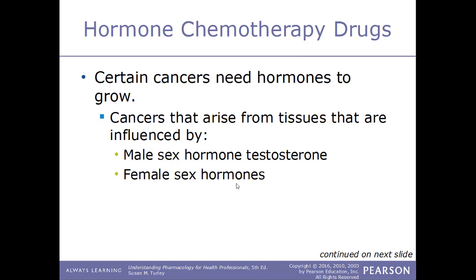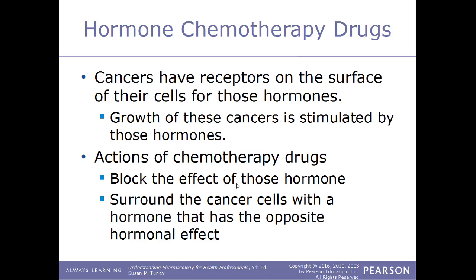Another kind of chemotherapy drug that we'll go over are hormone chemotherapy drugs. Certain cancers need hormones to grow, such as cancers that arise from tissues that are influenced by the male sex hormone, testosterone, and the female sex hormones. These cancers will have receptors on the surface of their cells for those hormones, and the growth of these cancers is stimulated by the presence of those hormones. So these chemotherapy drugs that treat these kinds of cancers work because they block the effect of those hormones, or they surround the cancer cells with a hormone that has the exact opposite effect.